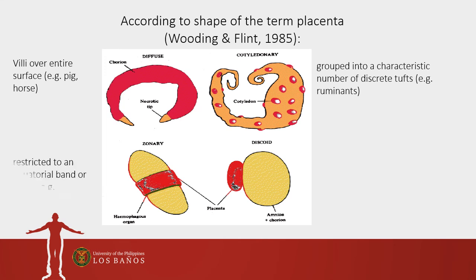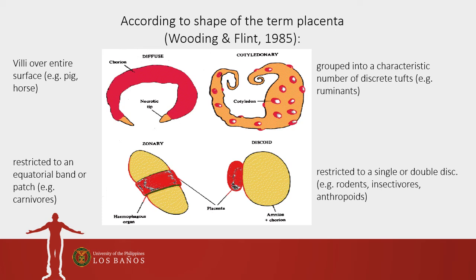In the zonary, the placenta takes the form of a complete or incomplete band of tissue surrounding the fetus. This is seen in carnivores like dogs and cats, seals, bears, and elephants. In the discoid, a single placenta is formed and is discoid in shape. This is seen in primates and rodents.